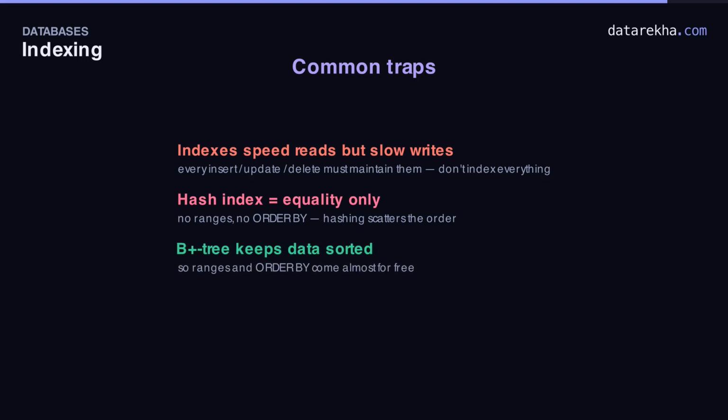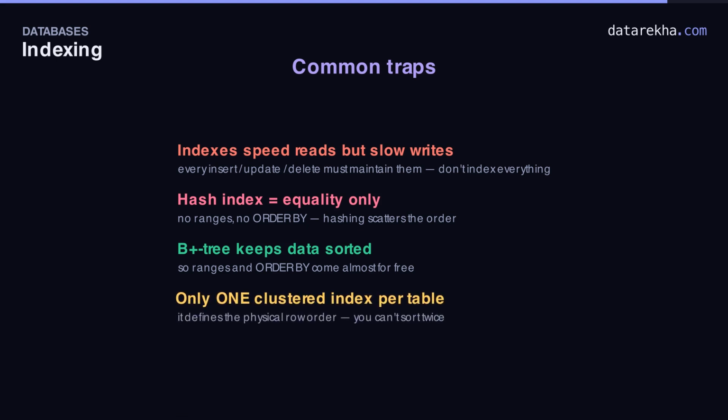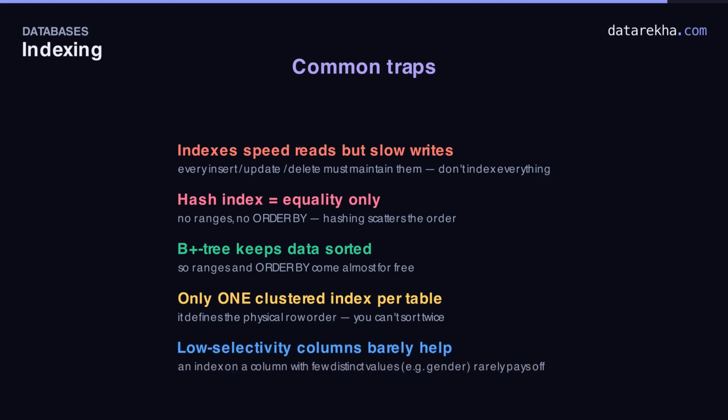Trap 3. The flip side. Because a B plus tree's leaves stay sorted and linked, ranges and ordered scans are cheap. One structure serves both equality and ranges. Trap 4. Expecting many clustered indexes. A table has one physical order, so only one clustered index. Everything else is a secondary index pointing back at the rows. And trap 5. Indexing a low-selectivity column. One with few distinct values, like a yes-no flag. It still matches half the table, so it barely narrows anything and isn't worth the write cost.